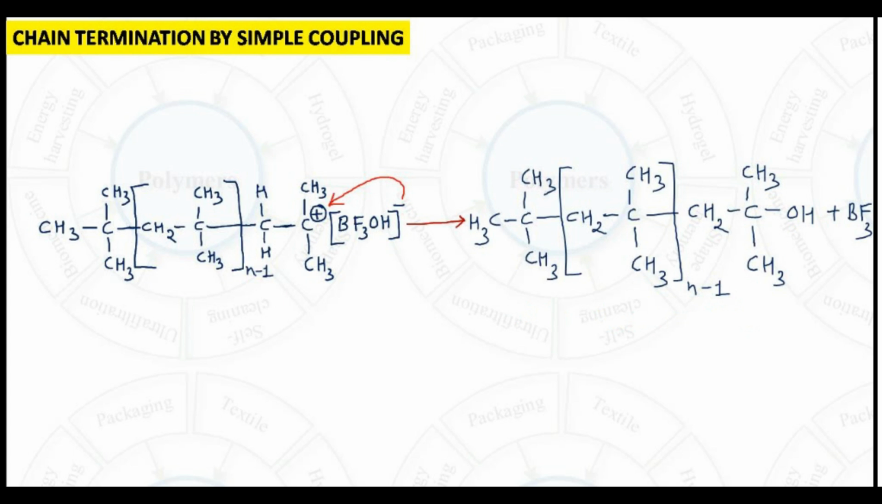The important conditions: acids must be there, and electron pushing groups must be there.